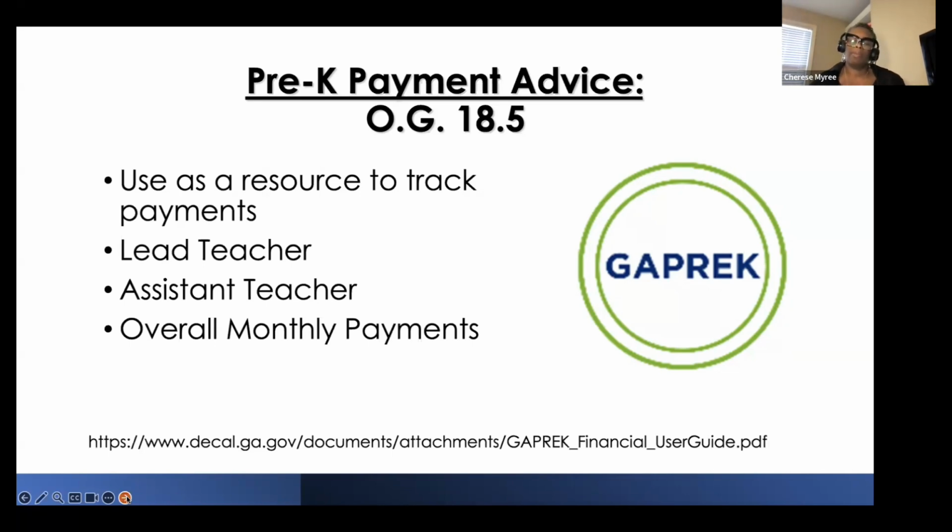And when you receive a copy of the presentation, you will see the financial user guide link at the bottom that will show you how to access and navigate this new system to read and pull down your payment advice for tracking purposes.